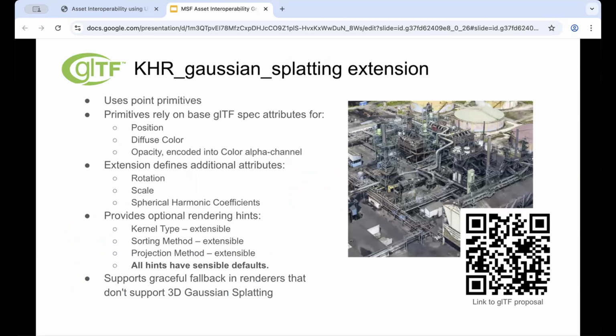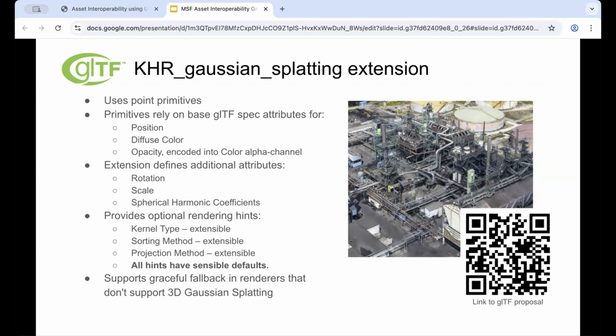In contrast with the KHR Gaussian splatting extension, what we're doing is taking an approach where we are focused more on purely Gaussian splatting right now, and we're using point primitives and trying to make this work really well with the glTF ecosystem and support graceful fallback. The good news is that that's not actually hurting interoperability or anything. So that's, I think, the good news.